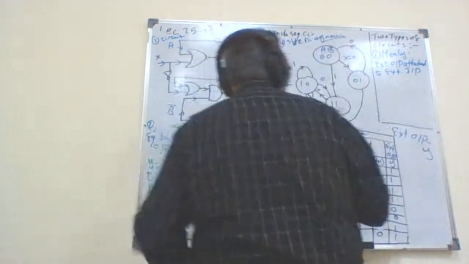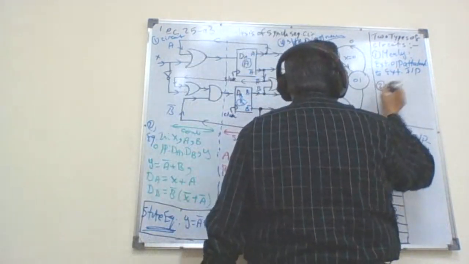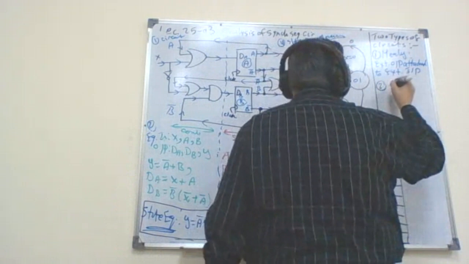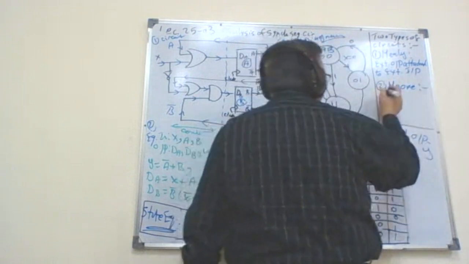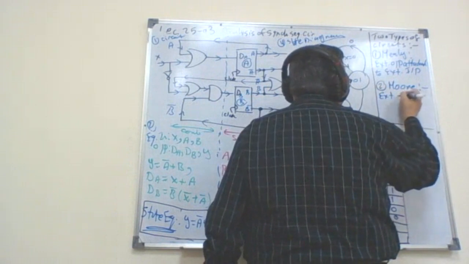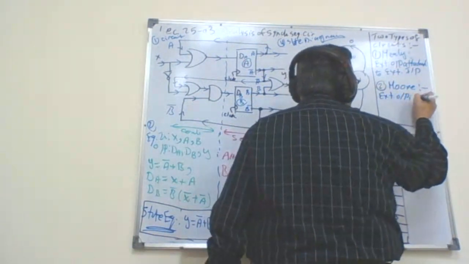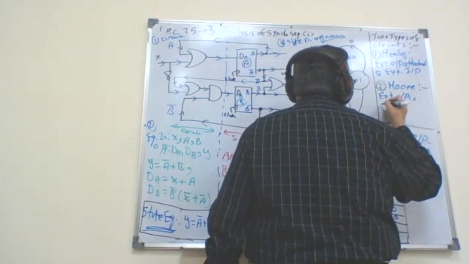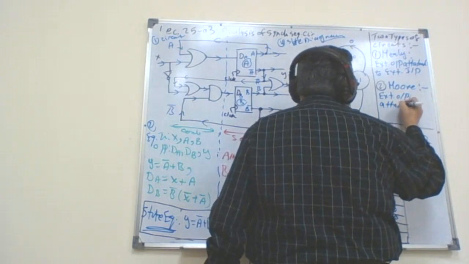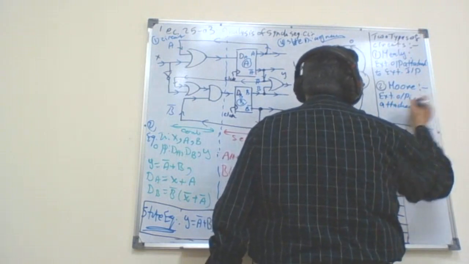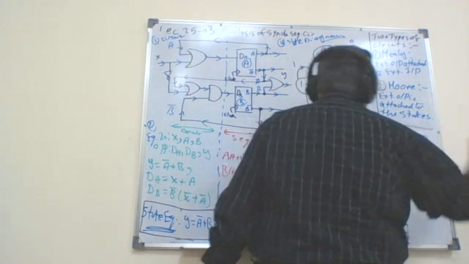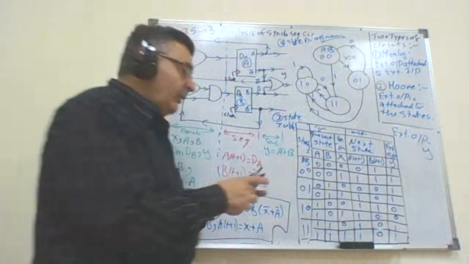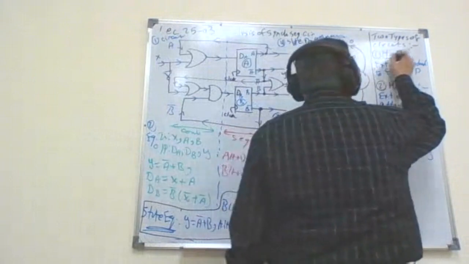The other type of circuit is called Moore. In the Moore circuit, the external output is attached to the states. We have two types of circuit. We have a Mealy circuit and we have a Moore circuit.